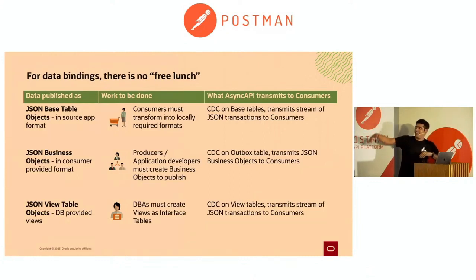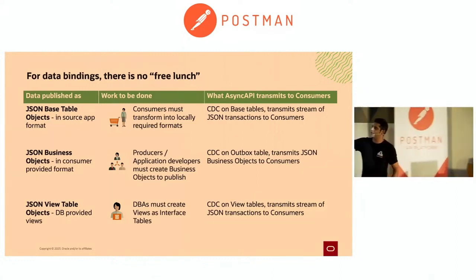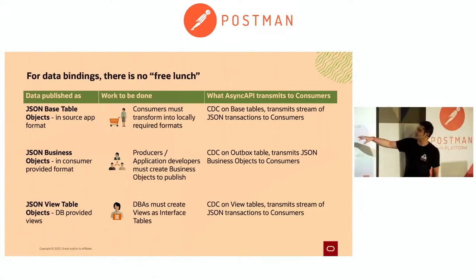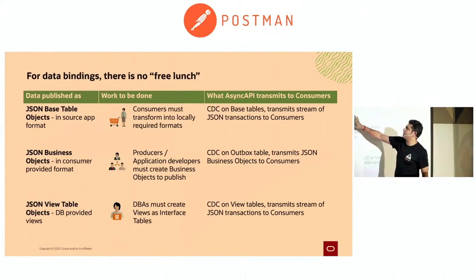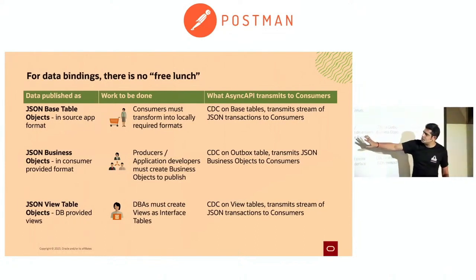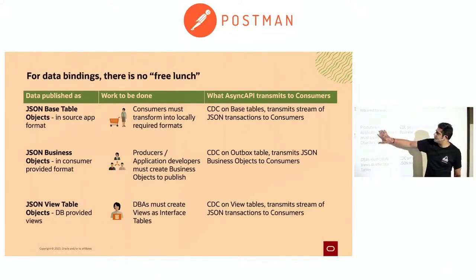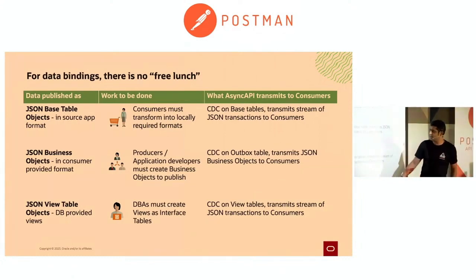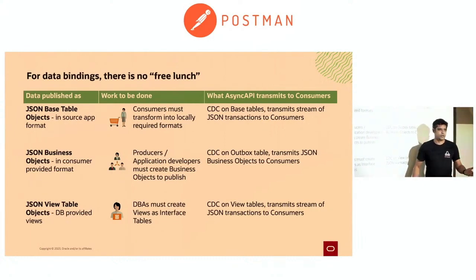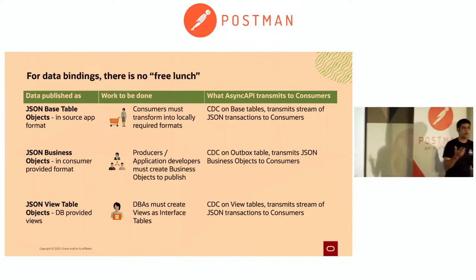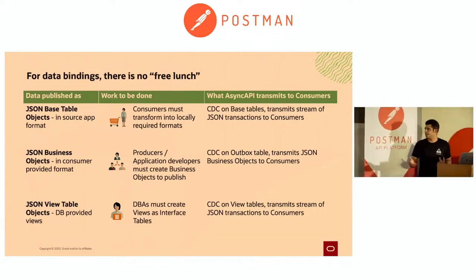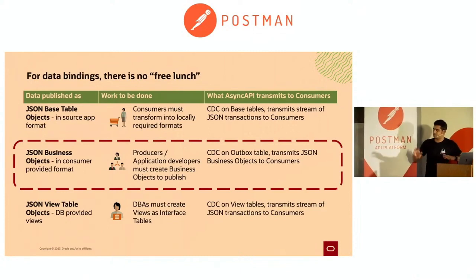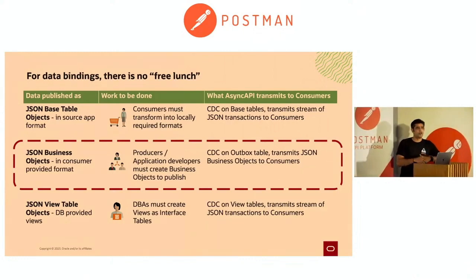So out of these three things, one is from the JSON base table. In the source app, consumers must transform into the locally required format. The second one is JSON business objects in consumer provided format. Here, producers or application developers must create the business object to publish according to the requirement. In the third method, as I told you, views, the DBAs should work to create the views of the required data. Here, the second one is the most popular, wherein the producers as well as the application developers are involved.